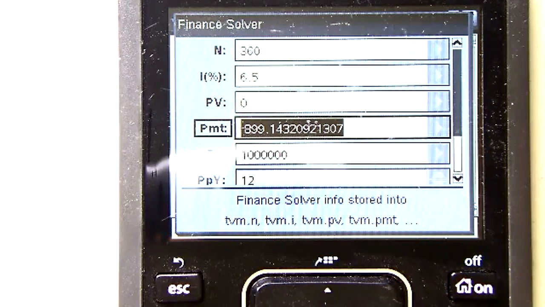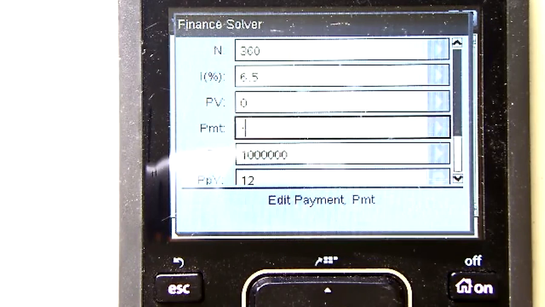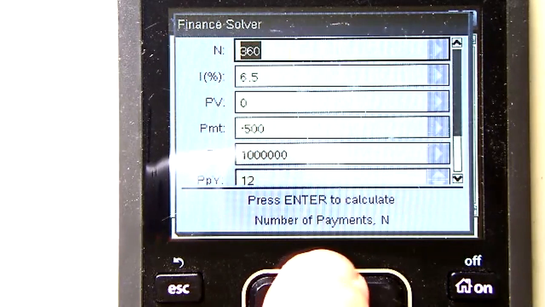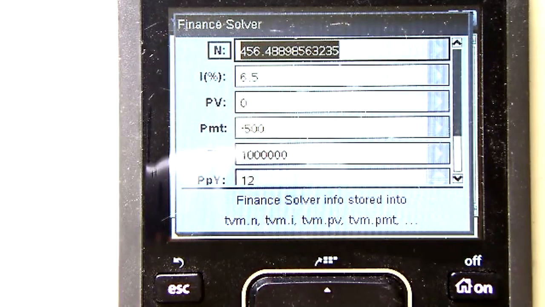Make sense? So yeah, you can change any of these parameters around, and you can do investing, you can do borrowing. It solves all sorts of finance problems for you very simply, very easily right here. Oh, and you can solve for any one of the variables. You could say, well, maybe I can't save $900 a month. I can only do $500 a month. Notice it's a negative 500. I want to know how many months it's going to take me to get to $1 million. Well, that's going to take 450, let's say 460 months.